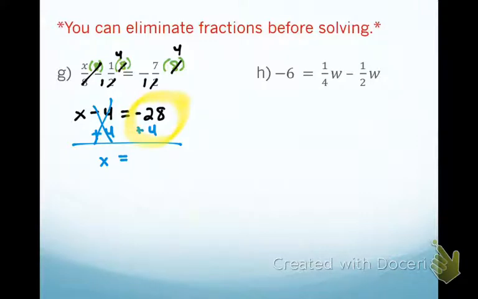Same sign or different sign, class? Different sign. Subtract and take the sign of the larger number. So what's negative 28 plus 4? Negative 24. You have to subtract them and then take the sign of the larger number. Okay, for today, we're not going to check it, but the correct answer is x equals negative 24.